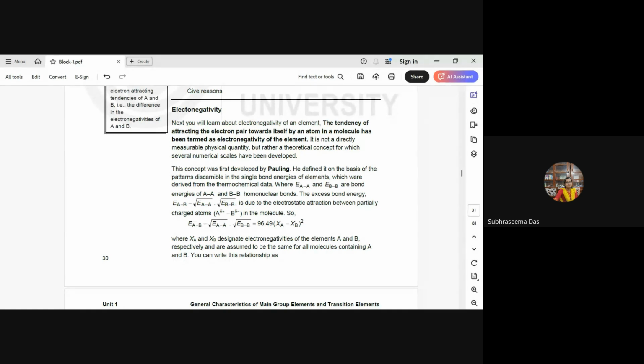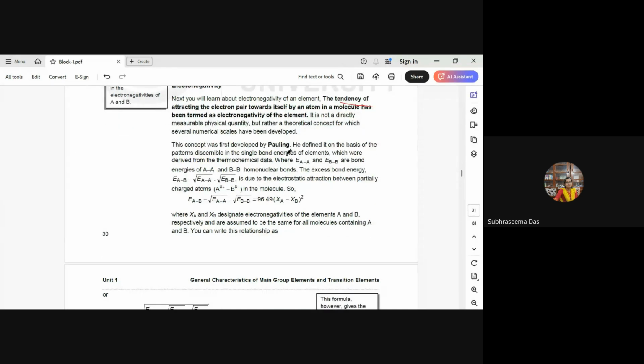The next parameter that we will talk about, which influences different periodic properties, is electronegativity. First we will define what electronegativity is. Electronegativity is defined as the tendency of an atom to attract the electron pair towards itself. It is not a directly measurable physical quantity but a theoretical concept, and there are different scales by which we calculate the electronegativity of an atom.